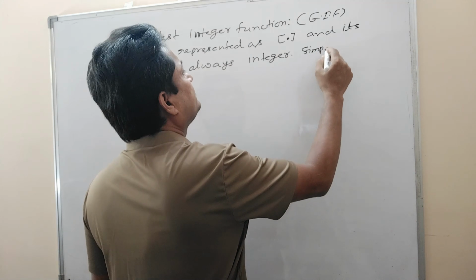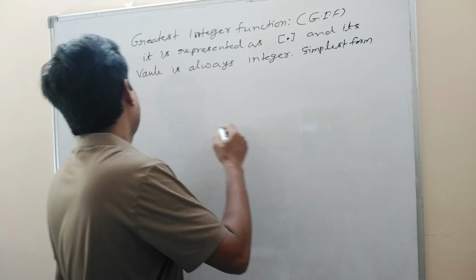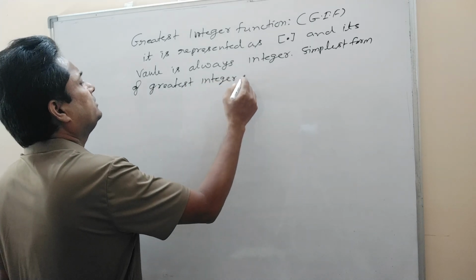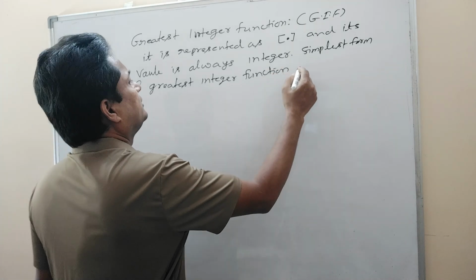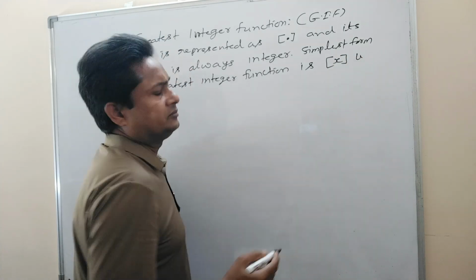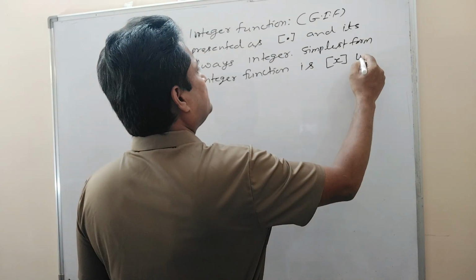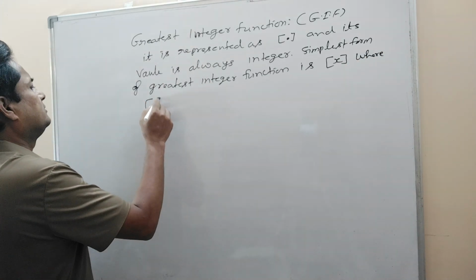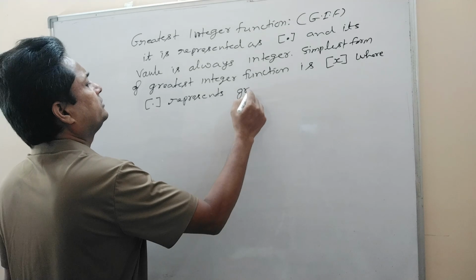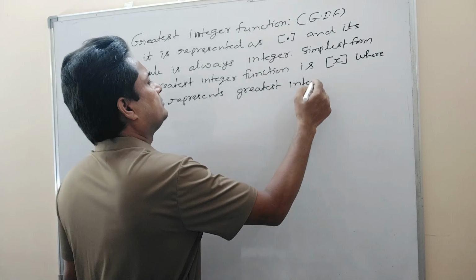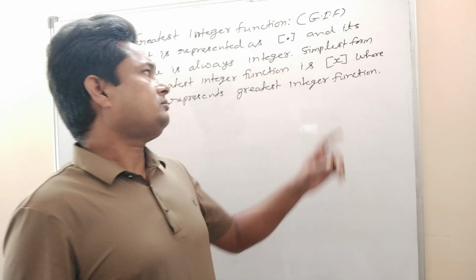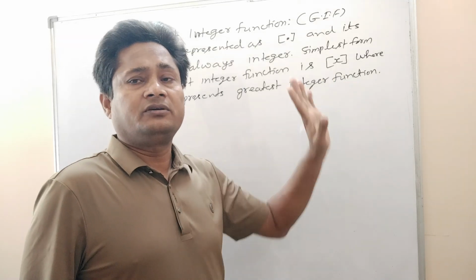The simplest form of the greatest integer function is this, where this represents the greatest integer function. Its value is always an integer.